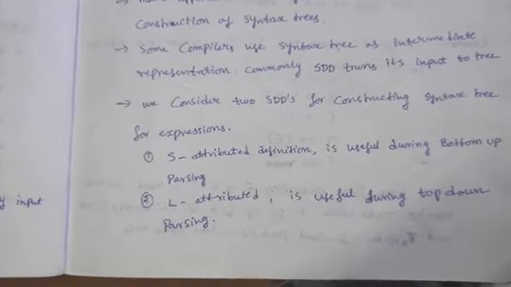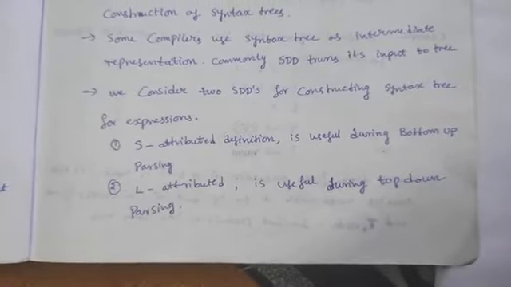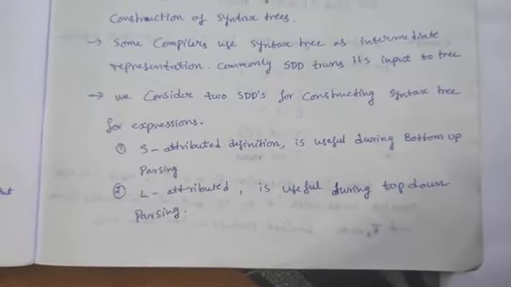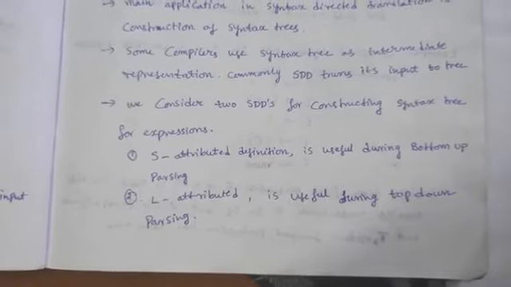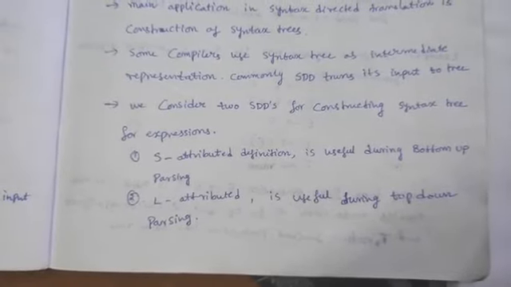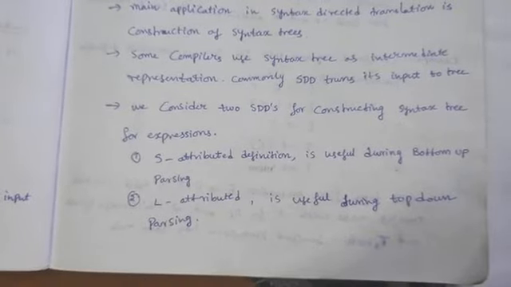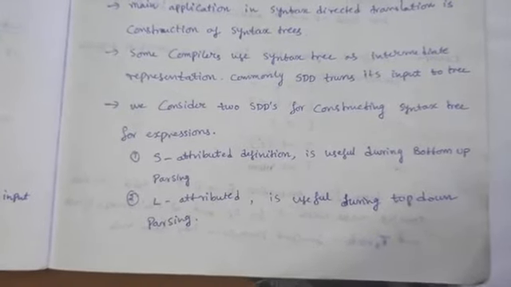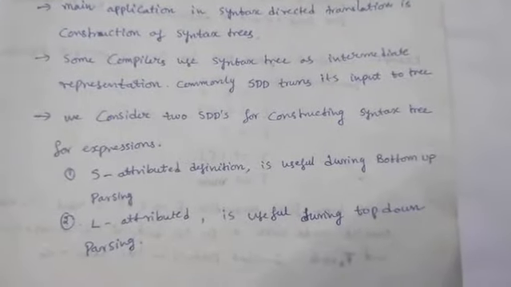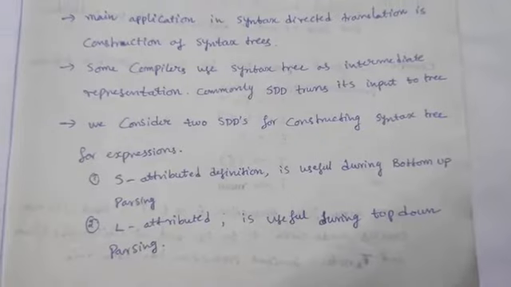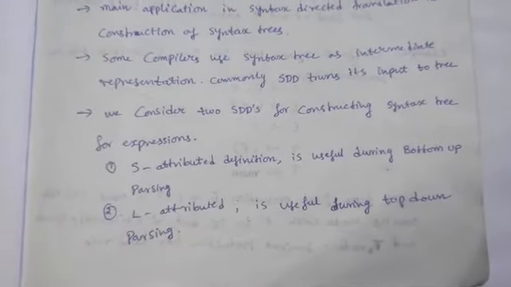In bottom up parsing, all values are moving from leaf elements to the root element. Here the arrows are in the upward direction. For that reason all attributes should be synthesized attributes, and so it is called an S attributed definition. These are the two definitions which are used to implement parse tree construction.